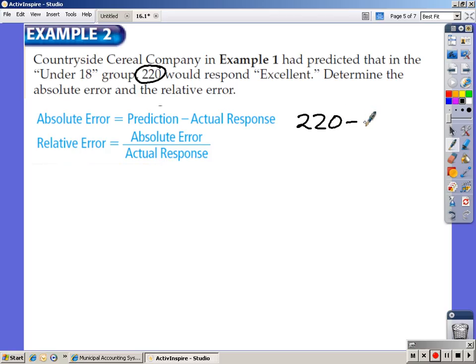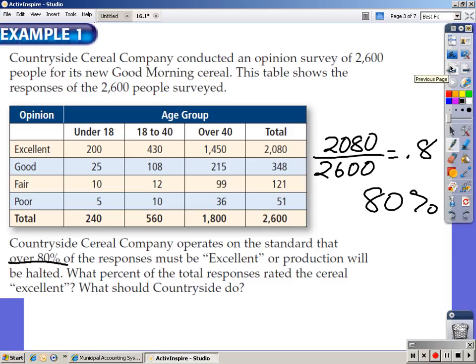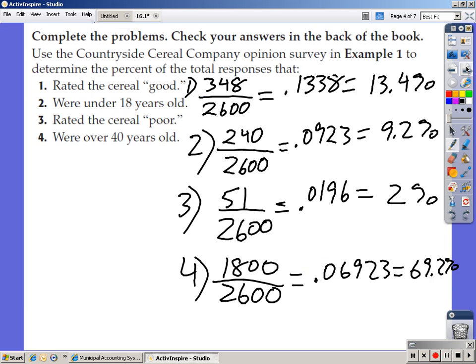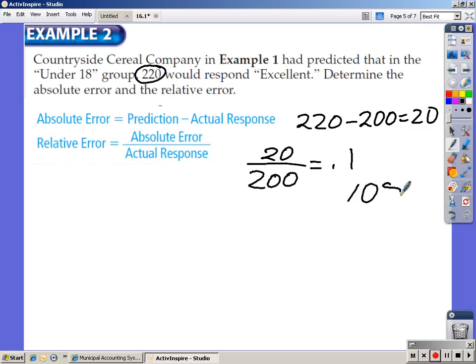Now, I'm going to scroll back real fast to our table. This is under 18 that would respond excellent. Under 18 that responded excellent is 200. So 220 minus 200 gives me an absolute error of 20. My relative error is the absolute error divided by the actual response, which works out to be 0.1 or 10%. All right, pretty easy stuff.